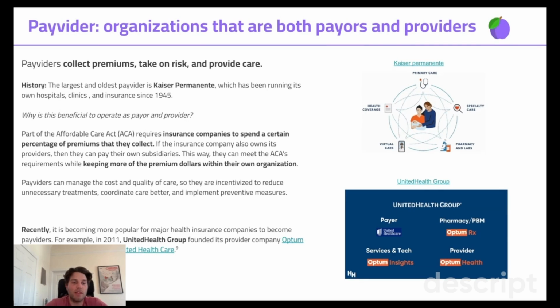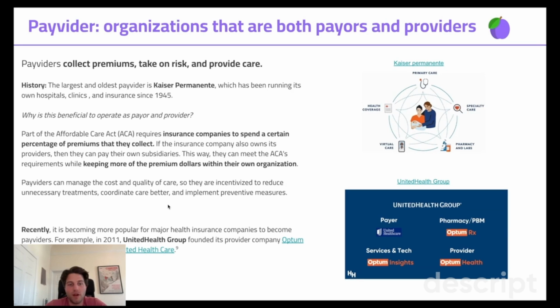If the insurance company owns the provider, then they basically just pay to their own subsidiaries. This way, they can meet the Affordable Care Act's requirements while still keeping all of those premium dollars within their own organization. They manage the cost and quality of care, so they're incentivized to reduce unnecessary treatments, coordinate better care, and implement preventative measures.